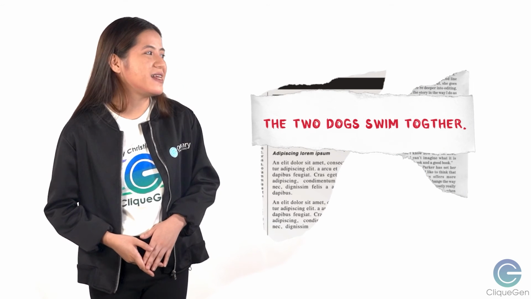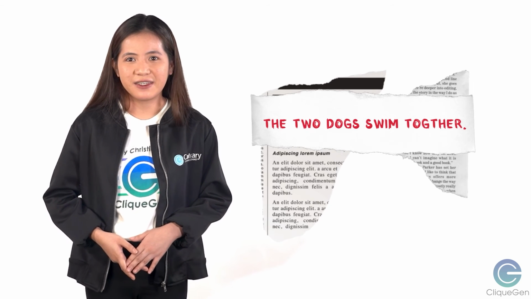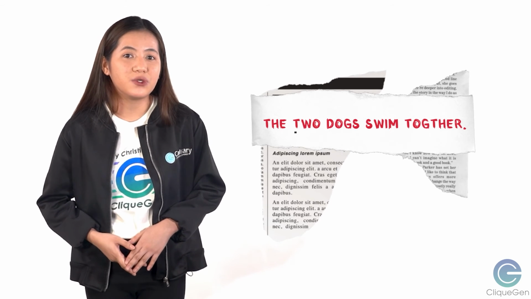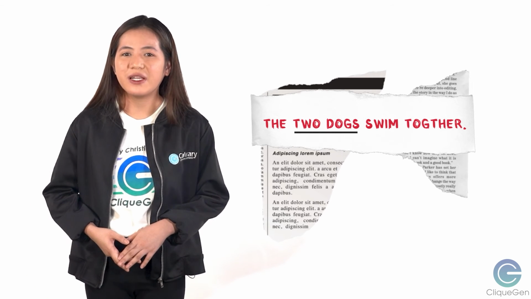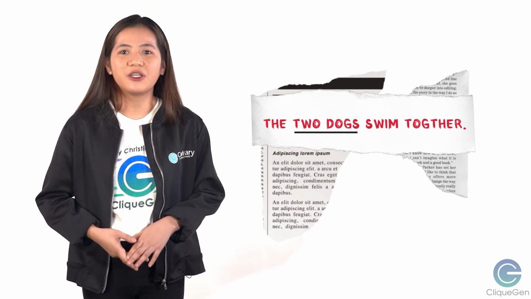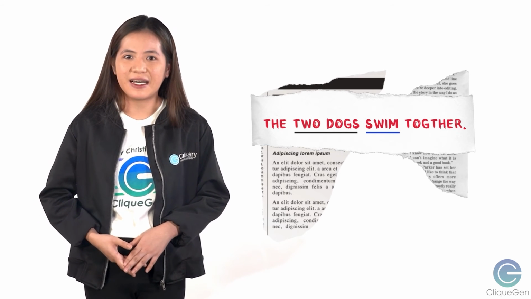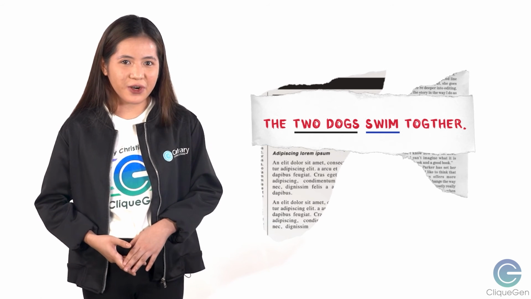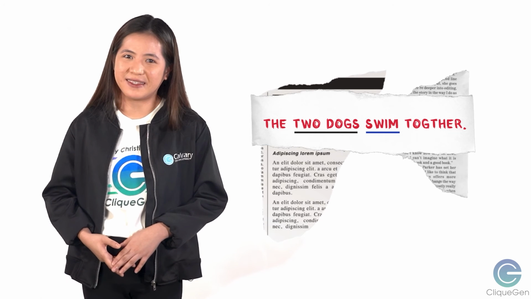Look at this sentence. The two dogs swim together. The subject is two dogs, which is plural. Therefore, we need a plural verb. Swim is a plural verb. We didn't add an S at the end of swim. Therefore, this sentence shows a subject-verb agreement.